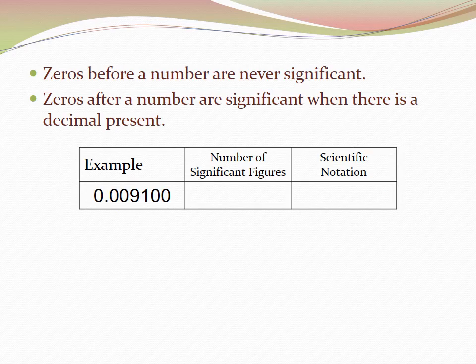Zeros before a number are never significant, so that means these zeros are not significant because they are before the number. Zeros after a number are significant when there is a decimal present. These zeros are after the number. There is a decimal present, so that means the zeros at the end are significant, but the zeros in the front are not. So that means I have four significant figures, 9100. So I'll write that in scientific notation. And that gives me 9.100 times 10 to the negative 3.